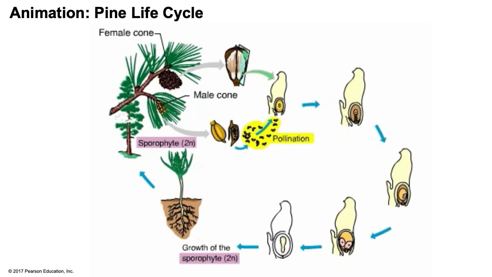Pollination brings gametophytes together, and an egg is fertilized. The fertilized egg develops into an embryo, protected and nourished within a seed. The seed germinates and grows into an adult sporophyte, completing the pine life cycle.